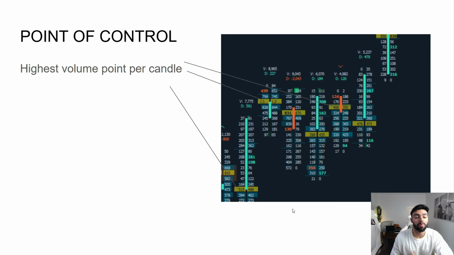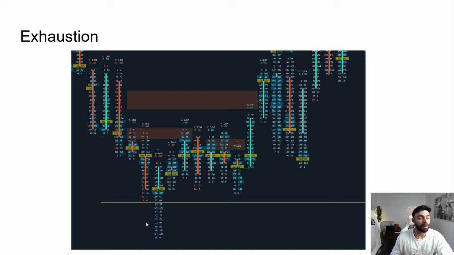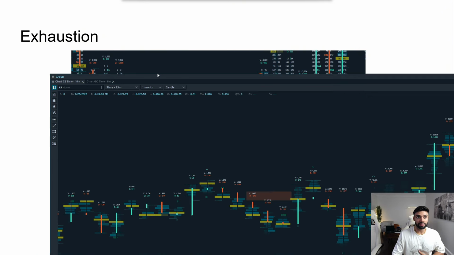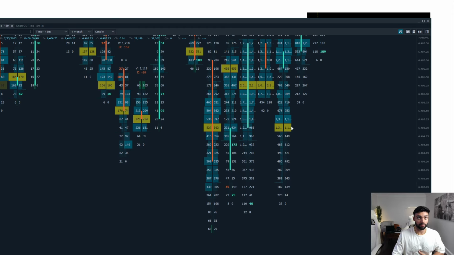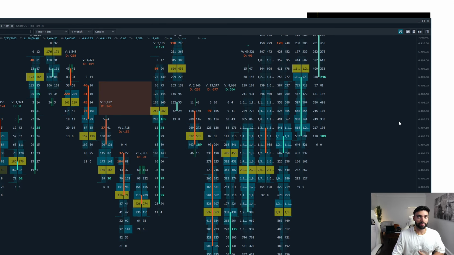Now, it'll also give you the point of control, which is this little yellow square you see in the candles. It's literally the level of the highest volume per candle, just like the volume profile. It's going to give you the point of control of every single candle, which is the highest volume point per candle. Now, something you can use this for, because the footprint chart will show you the exact volume per price point. So you'll see on every single candlestick where most of the volume is sitting with the point of control. And this blue histogram is also showing you volume.